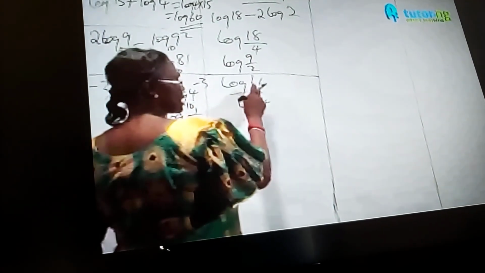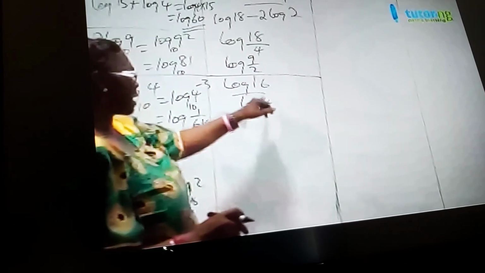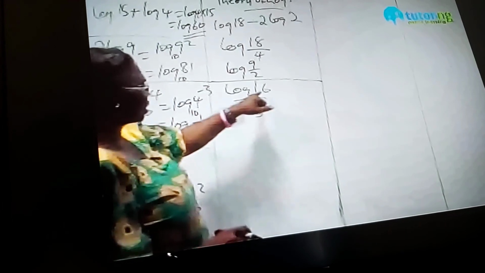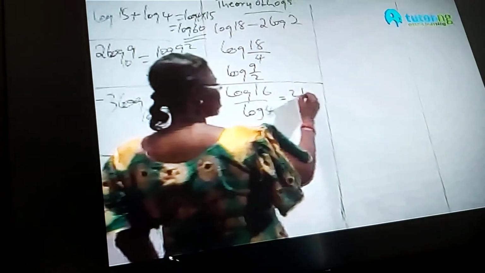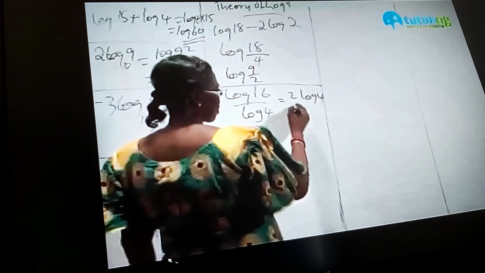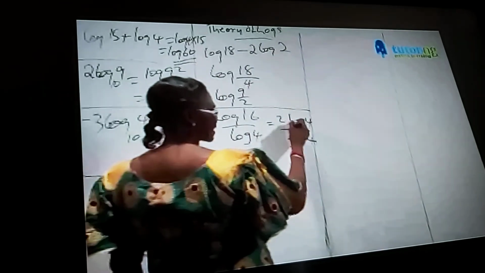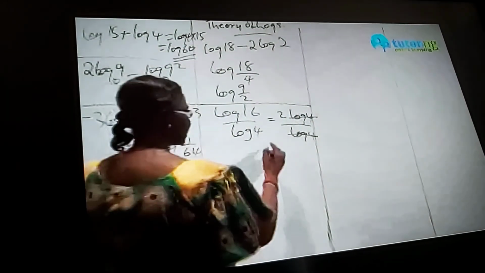But you can change 16 to look like 4. Either you make this 2 raised to the power 4, or 2 raised to the power 2, or you leave this as 4 raised to the power 2. So you can have this as 2 log 4 over log 4. Log 4 clearly can cancel log 4, whatever their base. So your answer is 2.